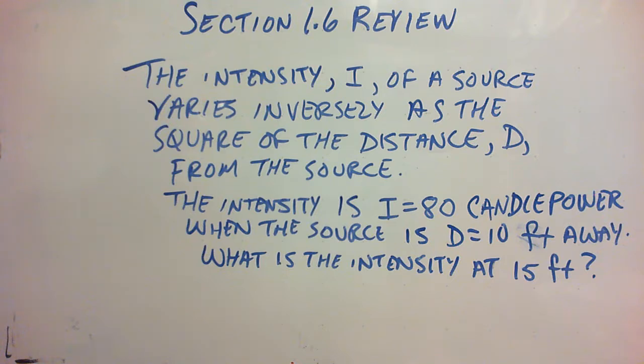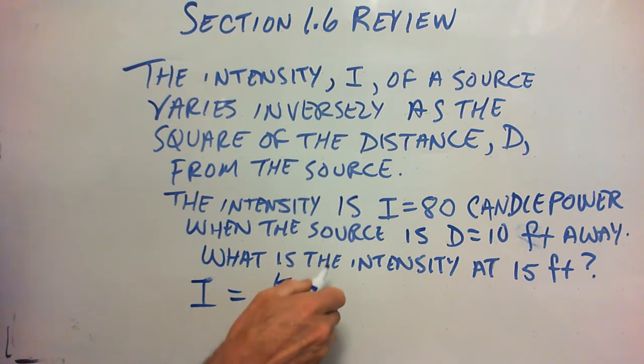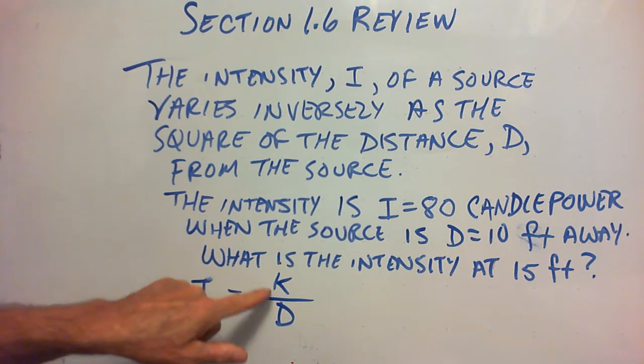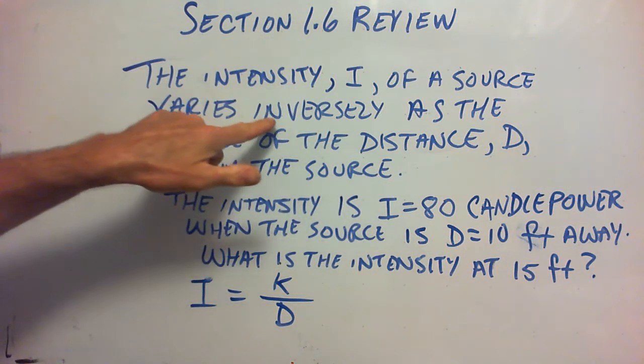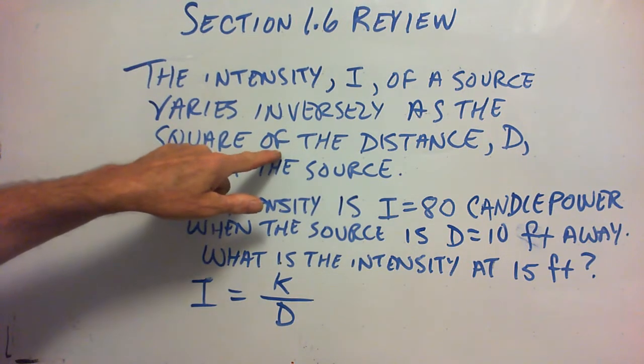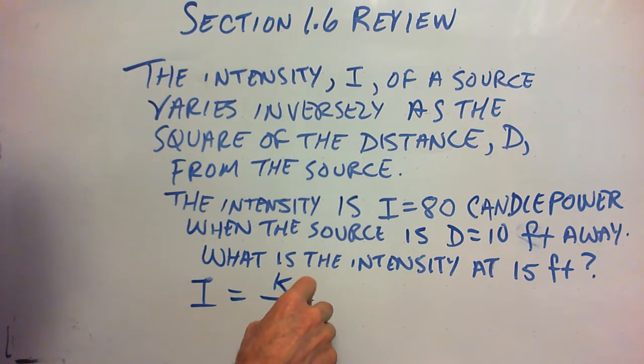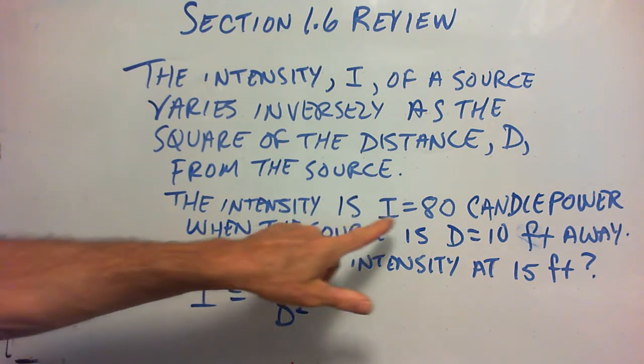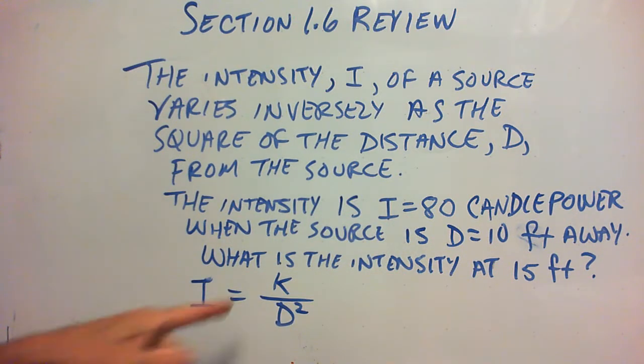So to do this, we need a model with K in it, and then we're going to use that given information to solve for K. So I varies inversely. What that means is I equals K over D. If I varied inversely with D, it would be I equals K over D, but I varies inversely as the square of D. So it's I equals K over D squared. So there's our model.